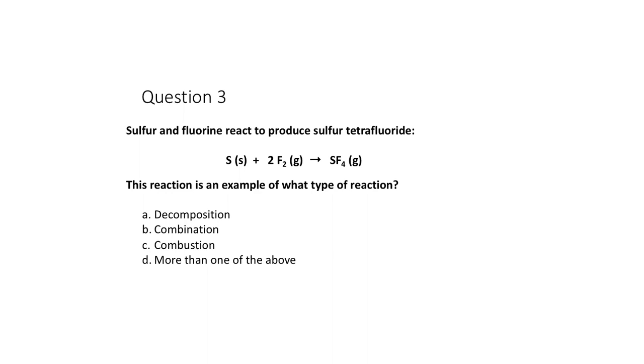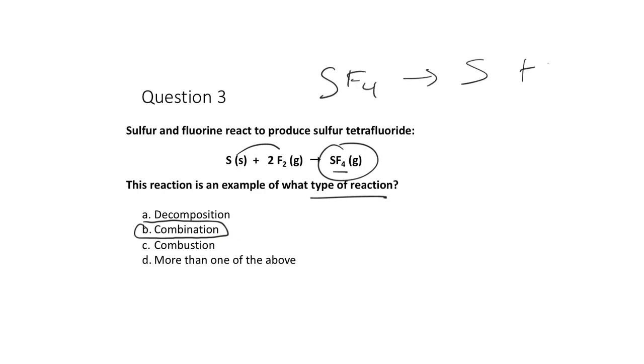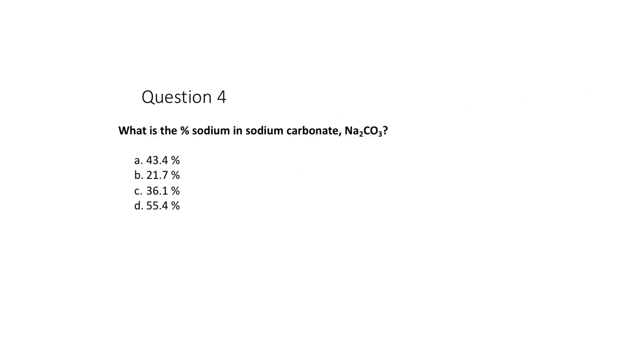Sulfur and fluorine react to form SF4. This is an example of what type of reaction? So we're combining 2 reactants into a single product. So this is an example of a combination reaction. If you imagine the opposite reaction, what about SF4 decomposing, then this would be a decomposition for just the opposite reaction.